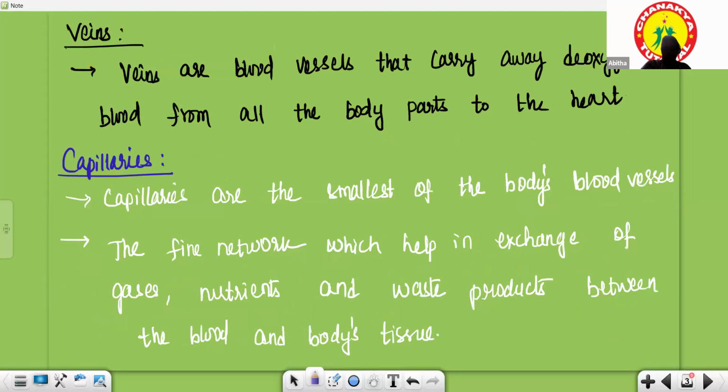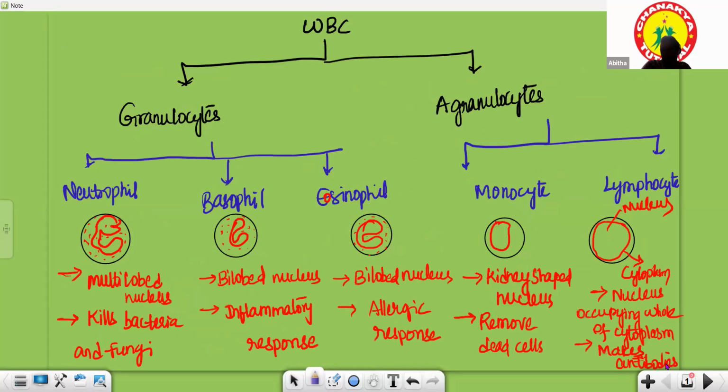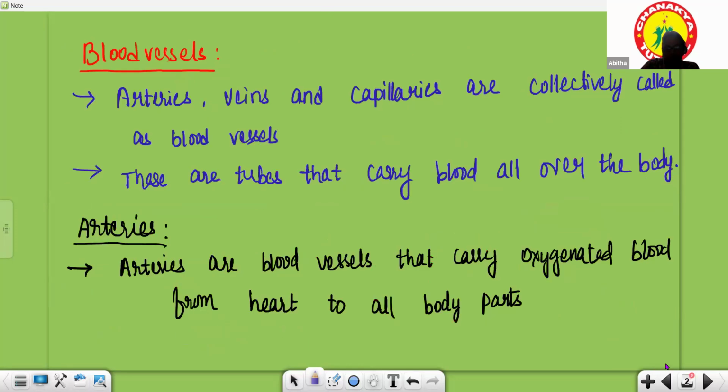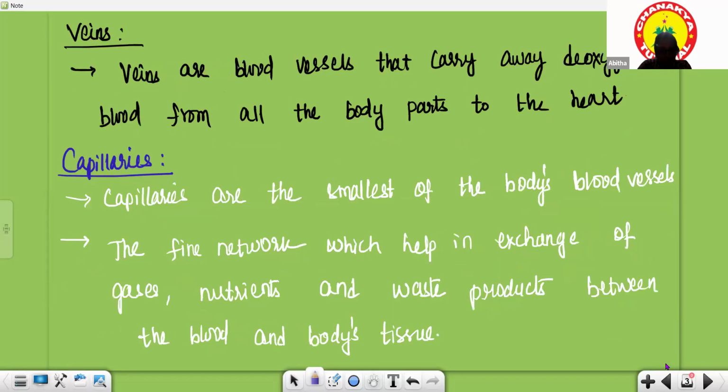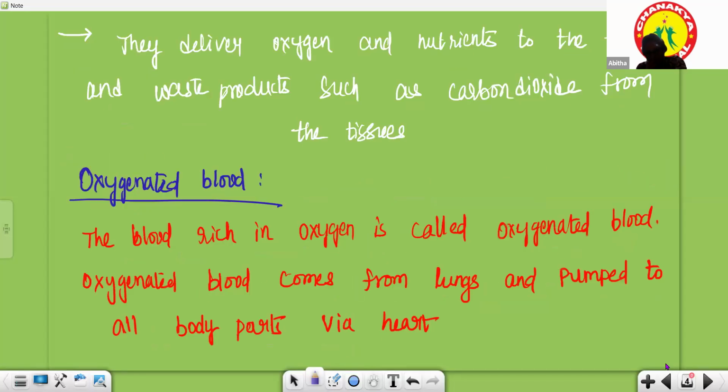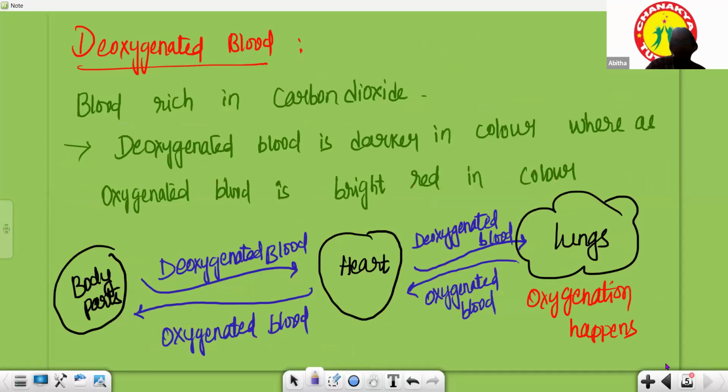Let's discuss one more time what we have discussed today. The types of cells present in WBC: neutrophil, basophil, eosinophil, monocyte and lymphocyte. Then we discussed the blood vessels. Blood vessels are of three types: arteries, veins, and capillaries together called blood vessels. What each one does, we have discussed. And this is the mechanism which happens.